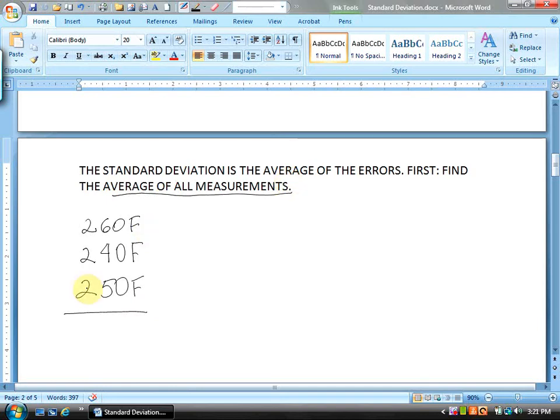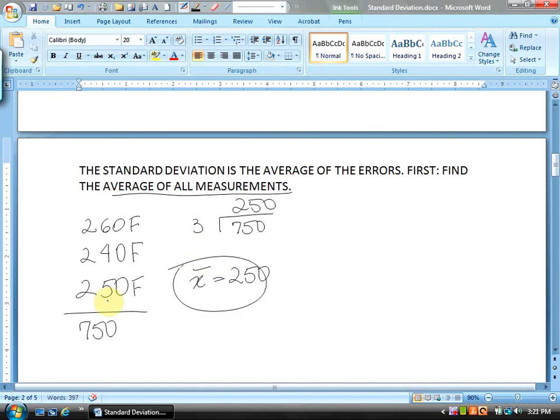So how do you find the average? We just add these three. It'll be 200, 400, 600, 750. Now we divide by 3. We take the 750, divide by 3, and we get 250. So the average of this sample is 250. We call it X bar, and we say 250. X bar is because this is a sample. By the way, there is no two lines under it. So this is the average of our measurements.